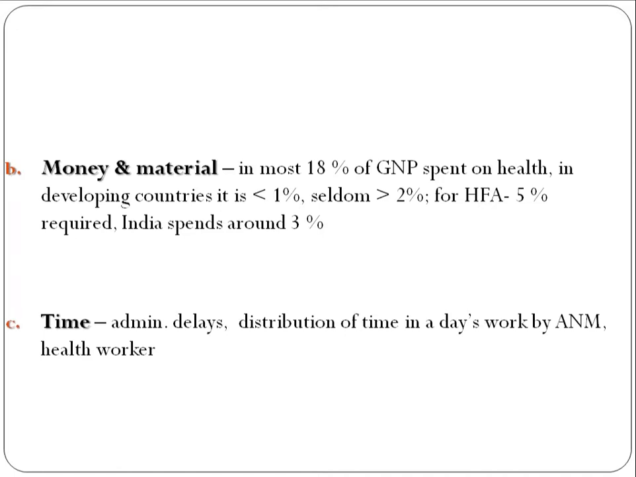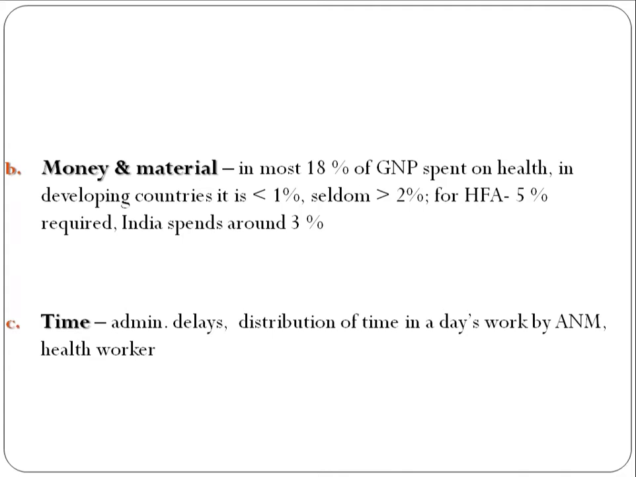Now, you require manpower. We talked about manpower. We also require money and material. Almost 18% of gross national product is spent on health in developing countries, whereas it is less than 1% and seldom, just a little bit above 2% for countries like India. India spends around only 3%, just imagine.